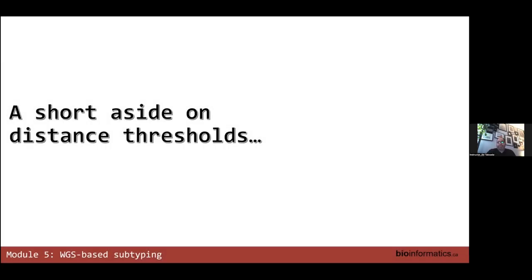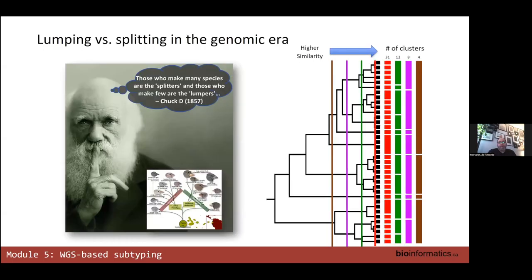So let's discuss this. This isn't a new thing. Charles Darwin was talking about lumping and splitting. Where do you define a particular species? Where does the next species begin? And this is no different. You have a tree, where do you set a threshold that generates groupings that are useful? And the reality is that there is no major guidance on how to do this. A lot of this has to just be done empirically.